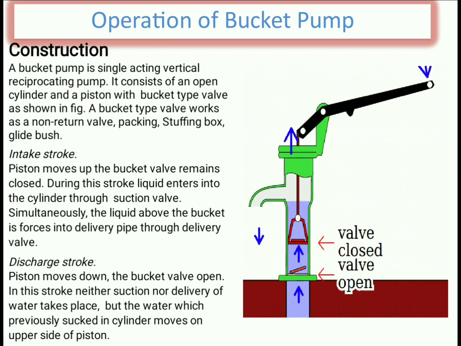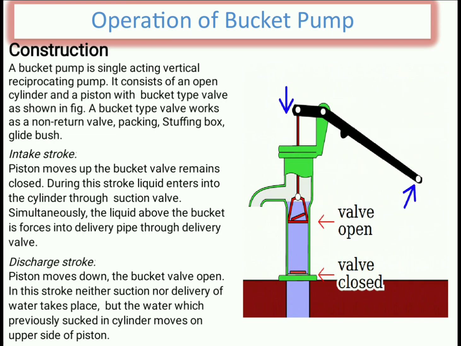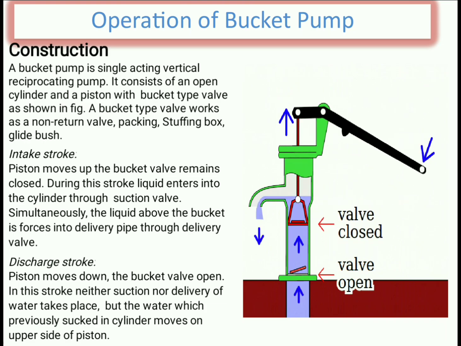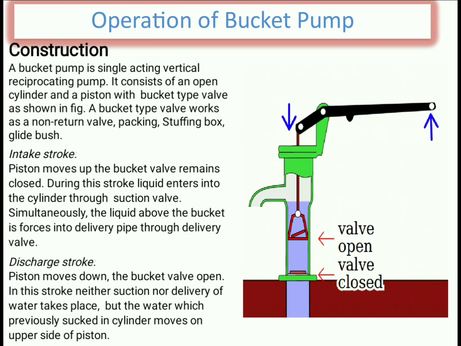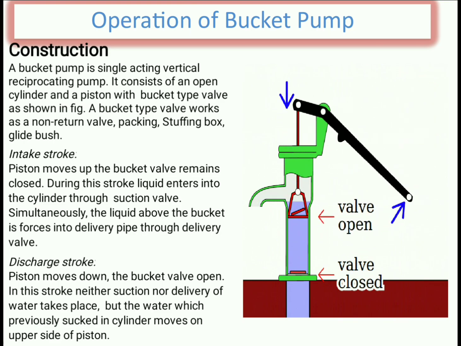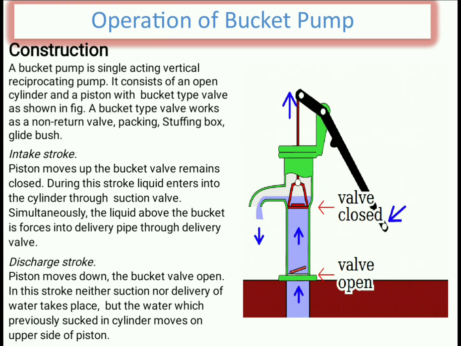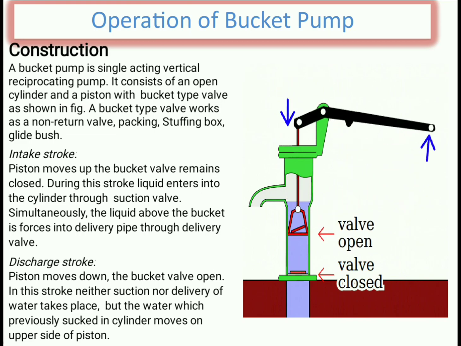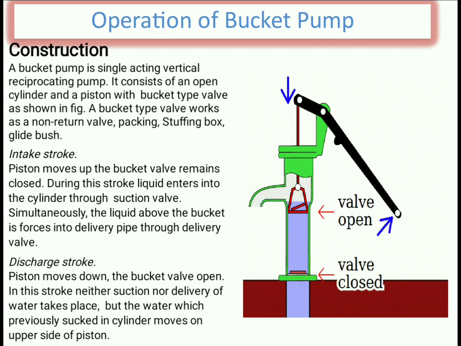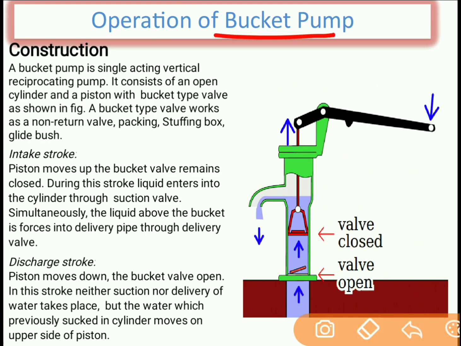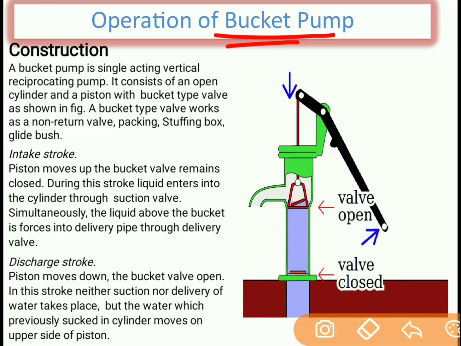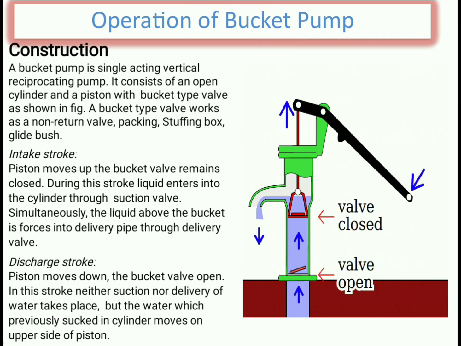So you can follow the arrow over here. This arrow suggests that when the piston is moving in the upward direction, the suction valve is open, so liquid from the suction valve will transfer to the cylinder and the liquid which is already on the upper end of the bucket will transfer to the delivery pipe. And when the piston is moving in the downward direction, only the bucket valve is open and the liquid which is already present in the cylinder will transfer to the upper end of the bucket. So the bucket pump also has non-continuous flow, because in this case the flow of the liquid is not continuous.